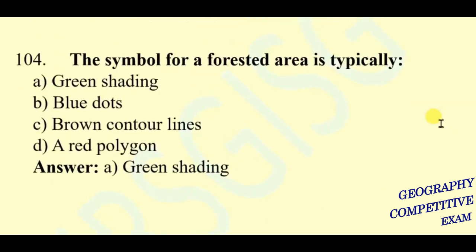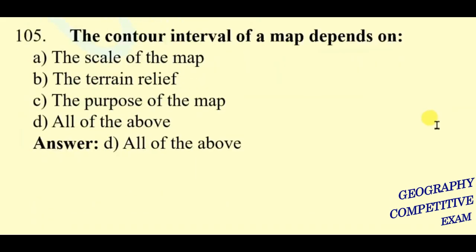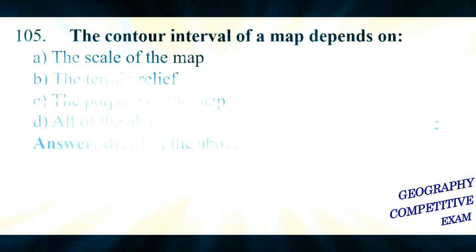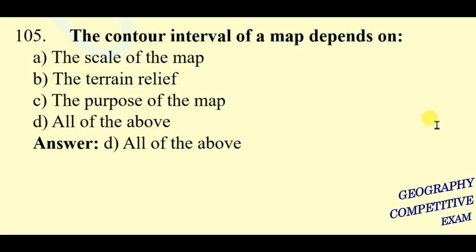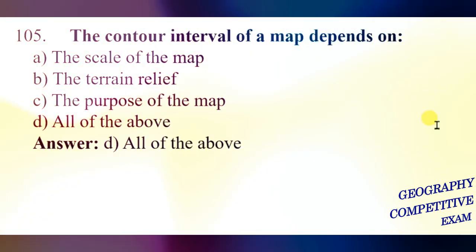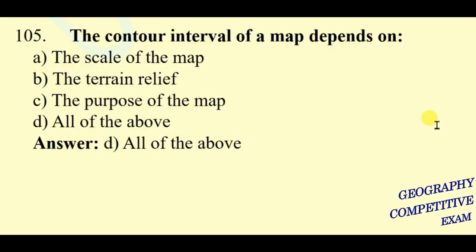104. The symbol for a forested area is typically green shading, blue dots, brown contour lines, a red polygon. Here the right answer will be green shading. Where is the forest or vegetation, there will be the green. 105. The contour interval of a map depends on the scale of the map, the terrain relief, the purpose of the map, all of the above. Here the right answer will be all of the above, means the scale of the map, the terrain relief, and the purpose of the map.